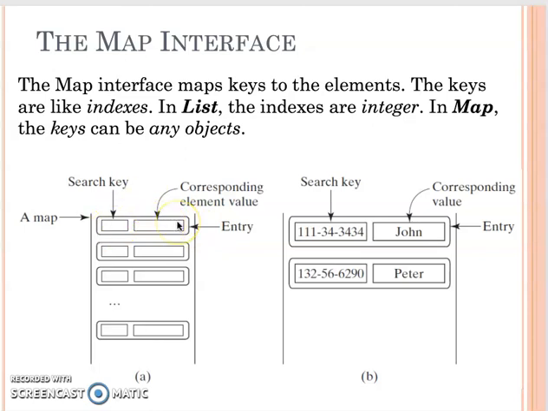For example, for each employee, they have their social security number. That's what we call the key. This key has the corresponding value for the employee. That's what we call a data entry in the map.